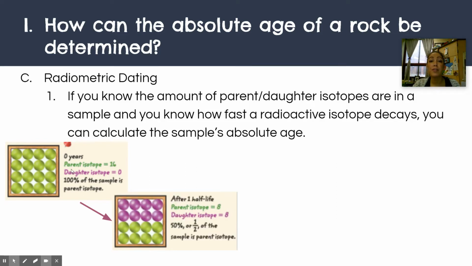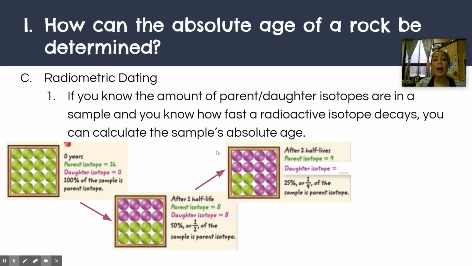After one half-life, it breaks down 50-50. 50% of that sample is now stable daughter. It has decayed, but the other 50% is still radioactive. After another half-life, half of that radioactive parent again has stabilized and become daughter isotope. So now we're at 25% parent isotope and 75% daughter. They want us to fill in how many of those circles are daughter isotope. And the answer here should be 12.